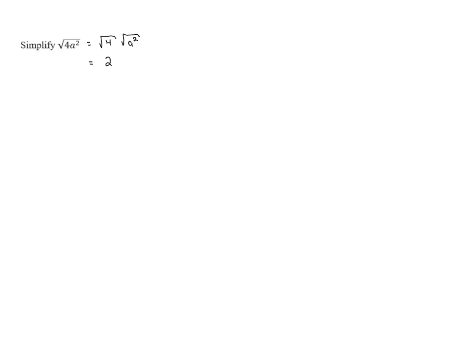I think a lot of people might suggest that the answer is just a, because if we're looking for the square root of a squared, we're asking what number can we square to get a squared, and it's kind of staring us in the face. That number is a. Squaring a gives us a squared. So we could say that the square root of a squared is a, but there is a technicality. This is only true if a is a positive number.